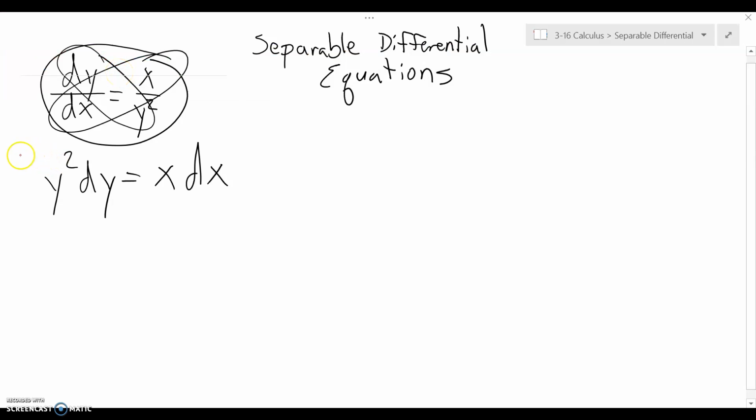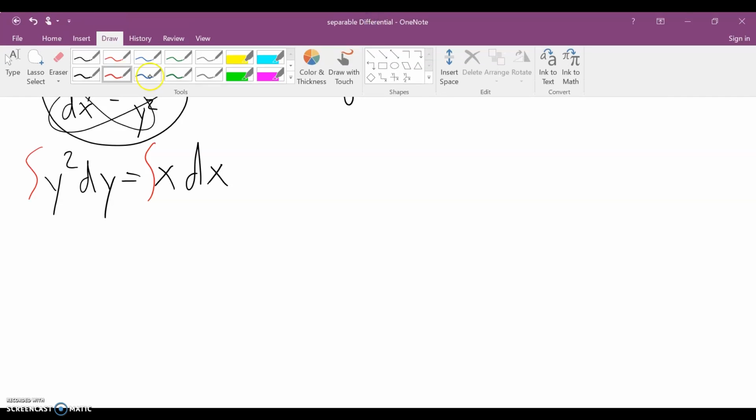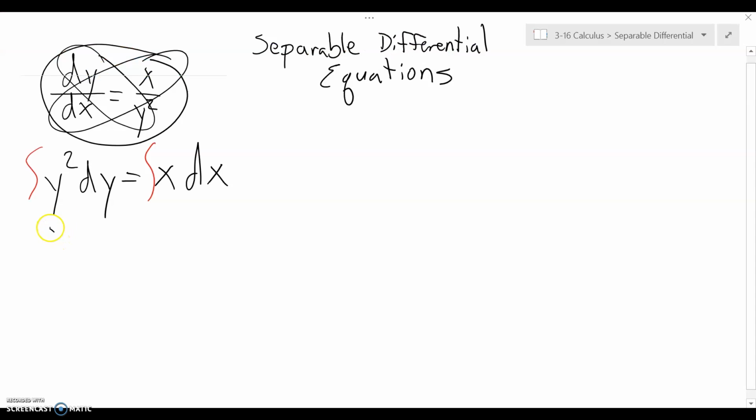But the first step is a calculus step. What we want to do is we're going to integrate both sides. And by integrating both sides, that in essence gets rid of the dy and the dx. So by integrating both sides, we're going to create an expression that looks like y cubed over 3. And I'm going to leave a little space, and then x squared over 2.